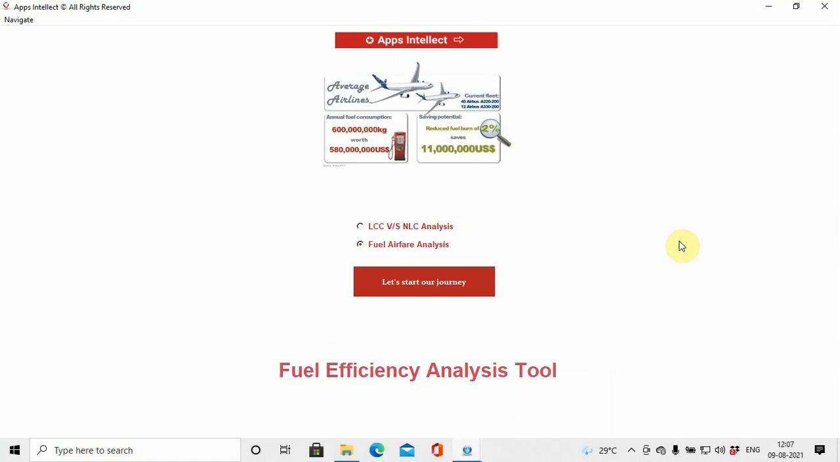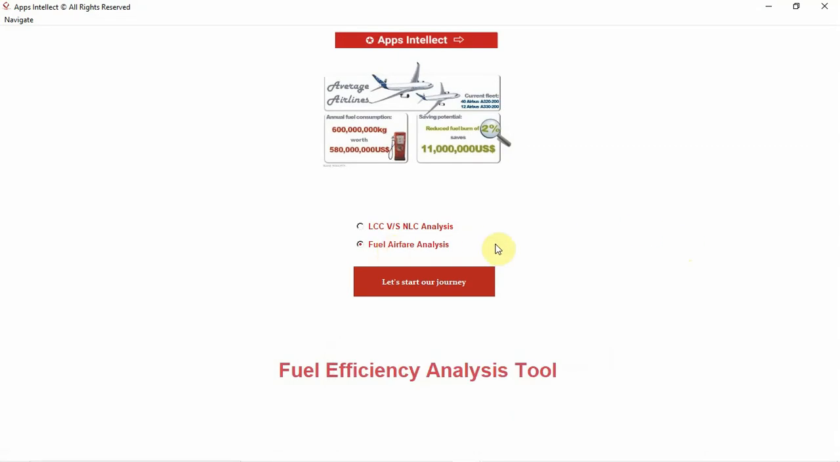What this fuel airfare analysis application does is consider different parameters, basically the airfare part of it. It would answer questions like: there would be a number of airfares, so which airfare generates the maximum total revenue? Which airfare generates the maximum profit, and how many passengers are transported at this value?